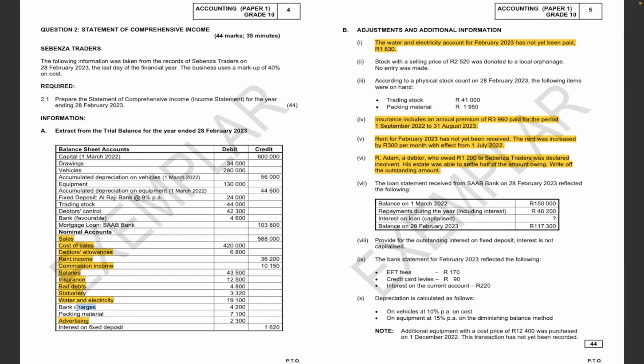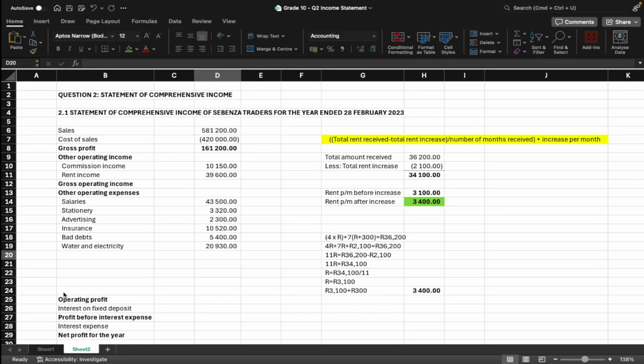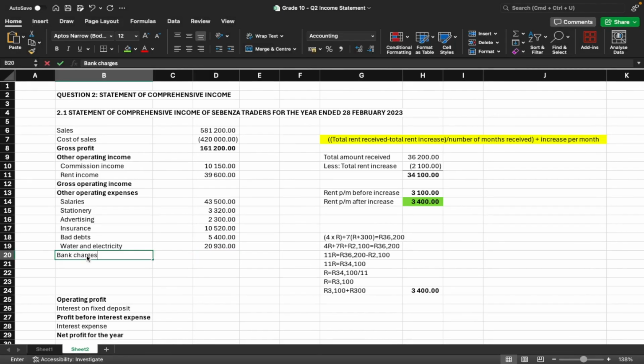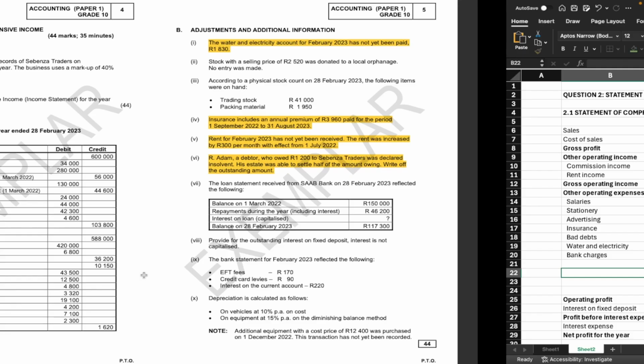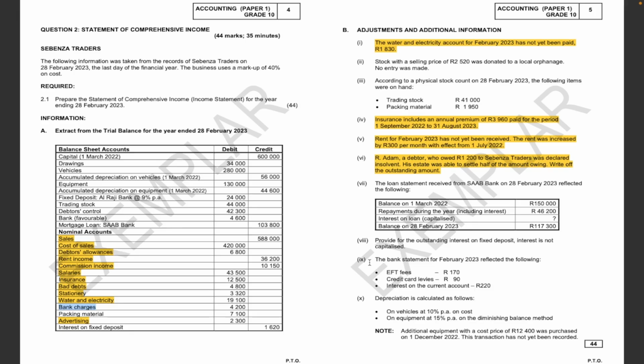Bank charges 4,200 rand, but we have to look at additional information to see what we are given regarding bank charges. If you scan through, you will see here we've got the bank statement for February 2023 reflected the following: EFT fees 170 rand, that's definitely a bank charge. Credit card levies 90 rand, that's definitely a bank charge. Interest on current account, is that a bank charge? Well, no, that is interest, 220 rand.